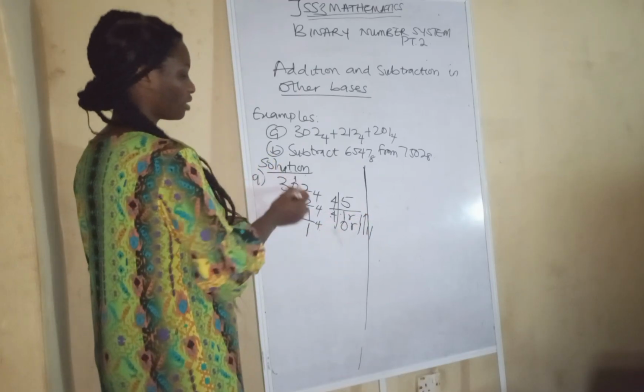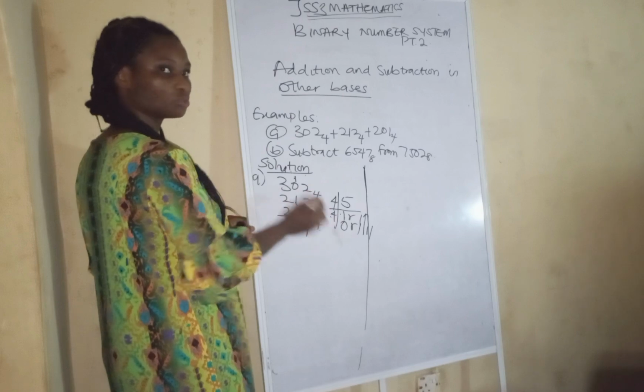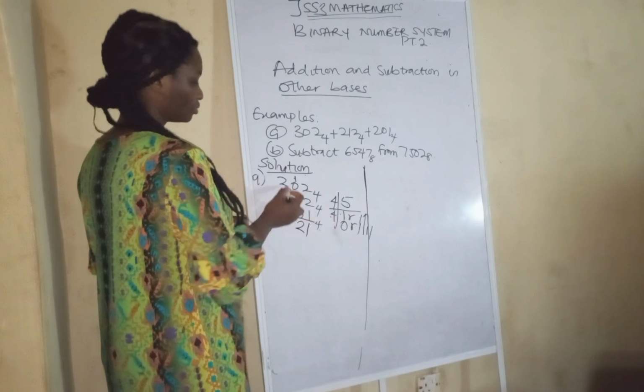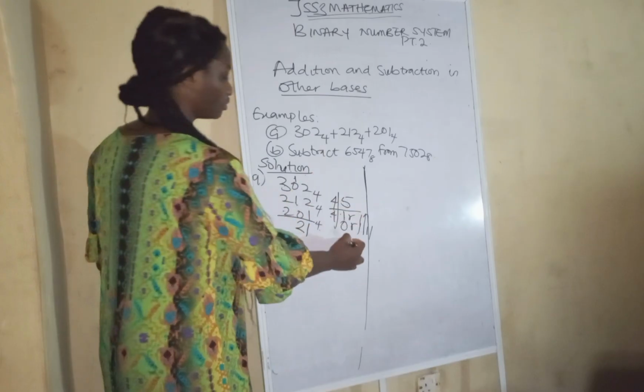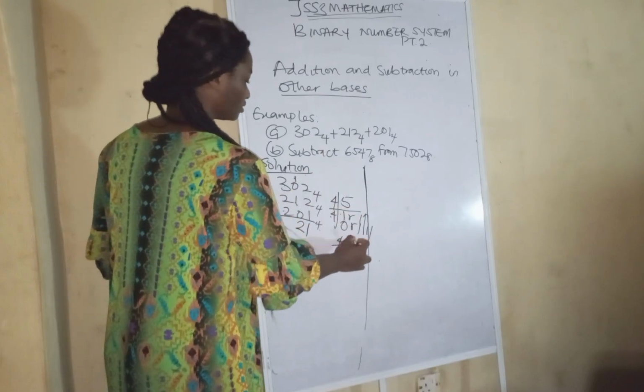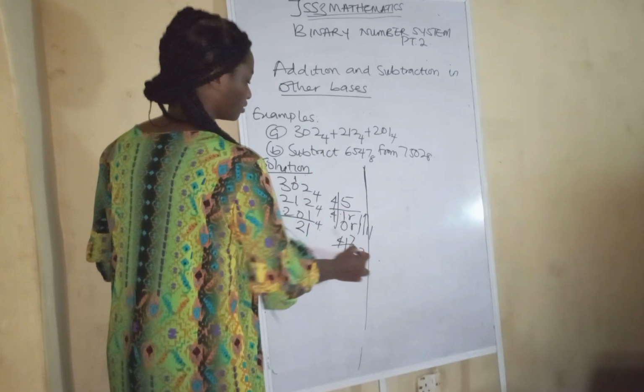Have you seen it now? 1 plus 1 is 2. So 2 is lesser than the base, so we will read it as 2. 3 plus 2 is 5. 5 plus 2 is 7. So 7 is more than the base, so we are going to divide it by the base. 7 divided by 4 is 1, remainder 3.